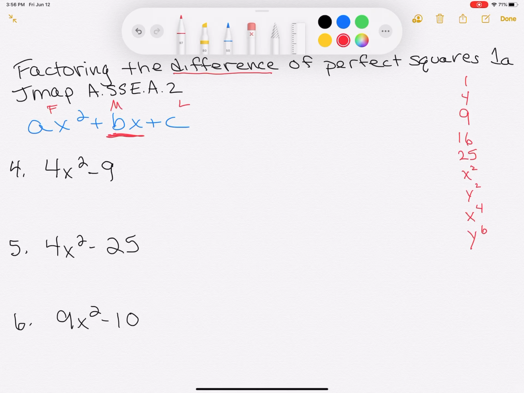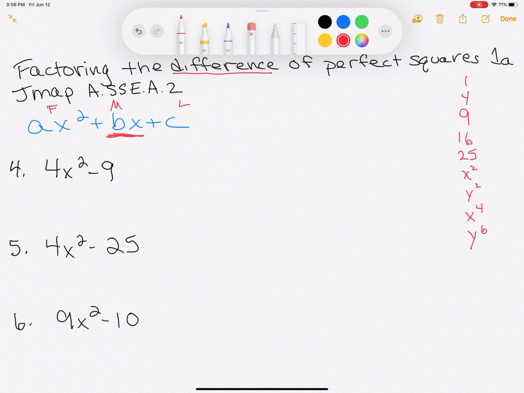Hi again. So we're going to move forward with the factoring of difference of perfect squares 1A JMAP worksheet, and we're going to complete 4, 5, and 6. And you're going to notice now that we've identified the difference of perfect squares, where we have two terms, a minus sign in between, both terms being perfect squares, it's going to get really easy.